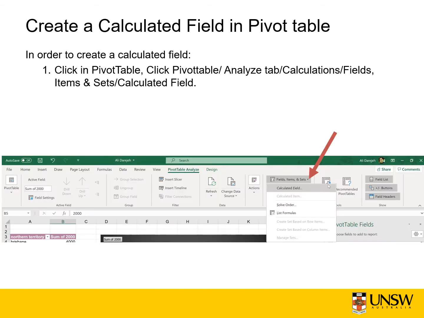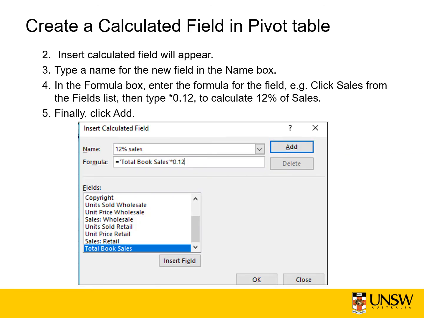In order to create a calculated field, click the pivot table and go to the Analyze tab, click Fields, Items, and Sets, then click Calculated Field. By clicking Calculated Field, the Insert Calculated Field dialog will display. In the Name box, type a name for the calculated column, and in the Formula box, enter the formula that you want to use for doing the calculation. Finally, click Add. Watch the demos in the next two slides to learn how to create a calculated field in detail.